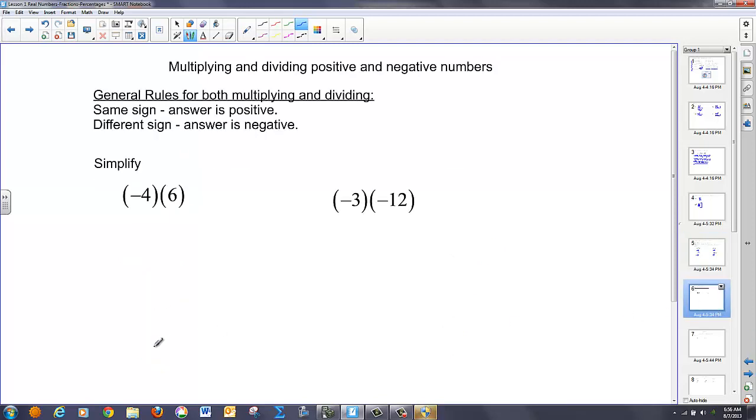For multiplying and dividing, if you have the same sign, you get a positive solution. If you have a different sign, you get a negative solution. So here it's a different sign, so I get a negative solution, and I multiply the two together, and I get 24. Here I have the same sign, I get a positive solution, multiply the two together, I get 36. And the same works for division.